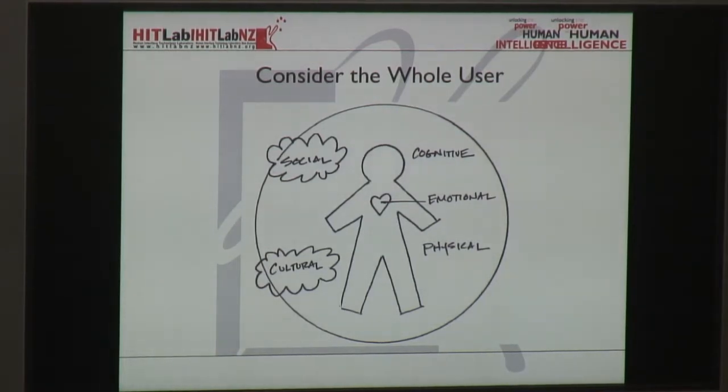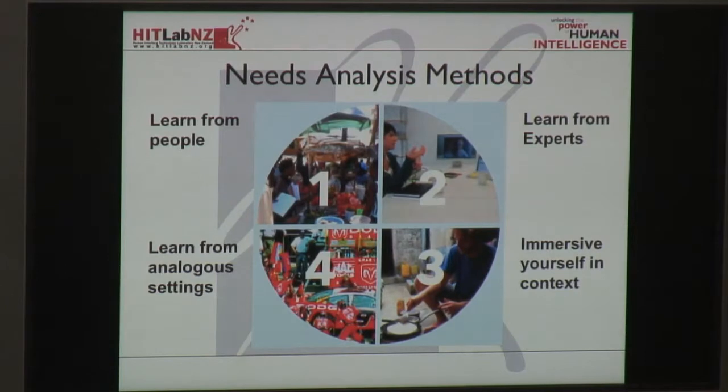So there are a range of different methods that you can use to understand people's needs better. A few of them are listed here. So here's four basic methods. One is to learn from people. Second is to learn from experts. The third is to immerse yourself in the context. And the fourth is to learn from analogous settings. So I'll go through each of these and explain them a little bit in turn.